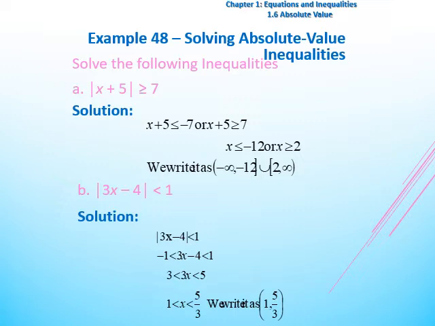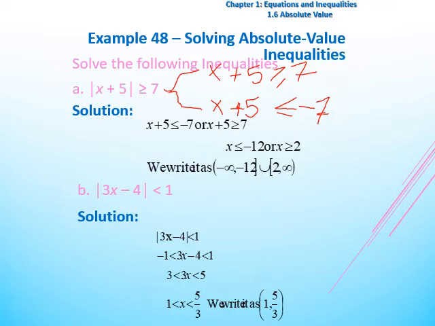In the first example, the absolute value of x plus 5 is greater than or equal to 7. This means we have two inequalities. One will be x plus 5 is greater than or equal to 7, the same inequality, just eliminating the absolute value sign. And we have another inequality, x plus 5, the left hand side is the same, but on the right hand side we change the direction of the inequality and change the sign of the number. So x plus 5 is less than or equal to negative 7.